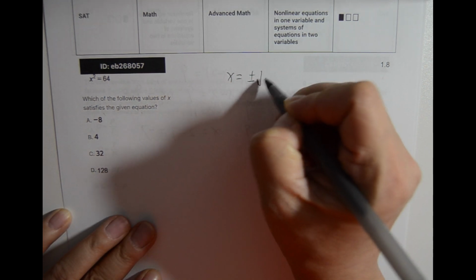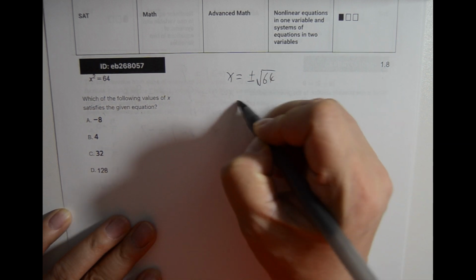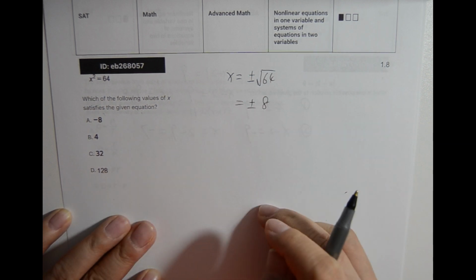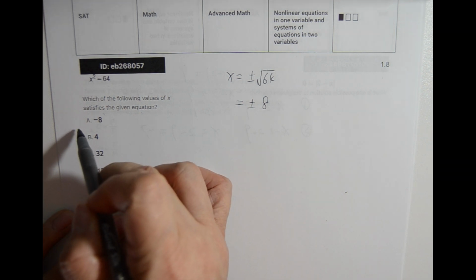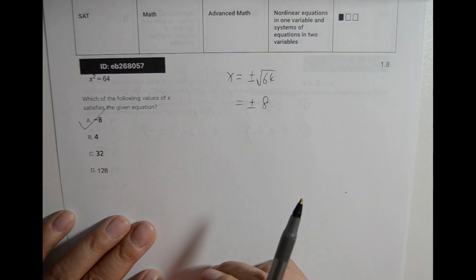positive or negative. So it's positive 8 or negative 8. When we check all the options, we can only find option A is the correct answer, right?